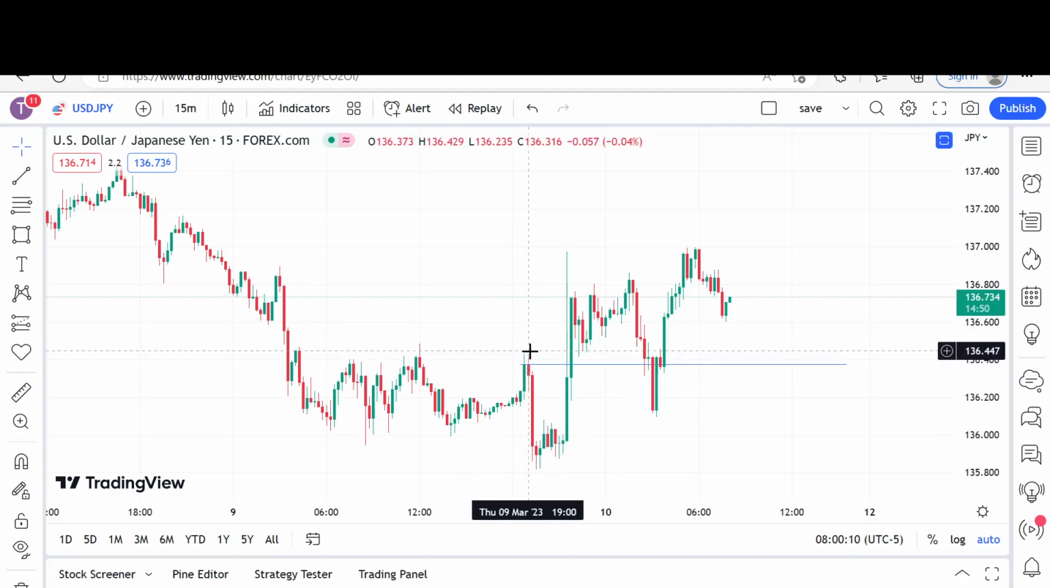So I want you to think of it like this. This is a really good way to think about it. This is where it originated. This is where that selling originated. This is where we opened on this down close candle. This is where it started. This is where that move to the downside started.